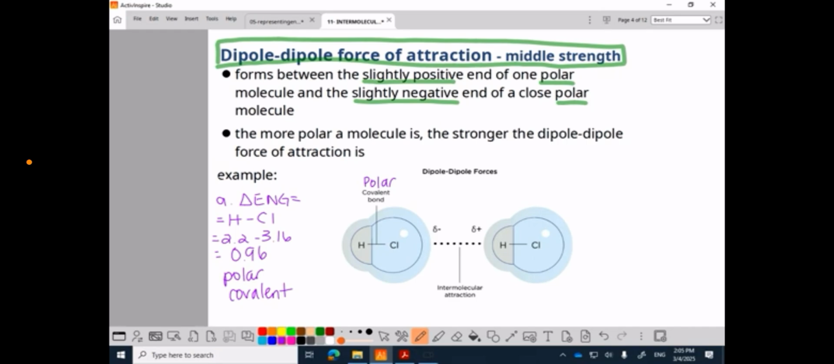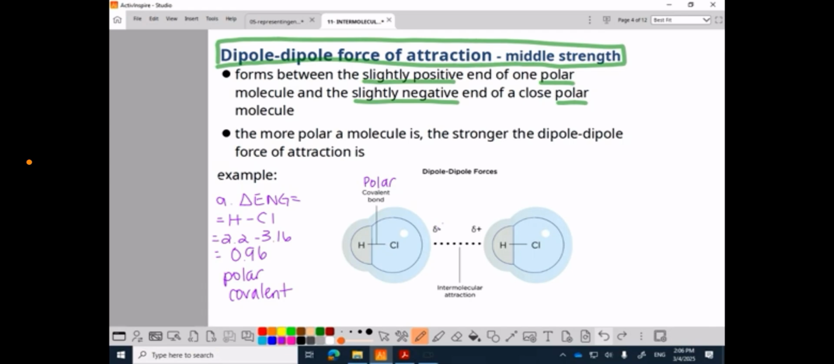On this picture, the hydrogen and chlorine are labeled. The intramolecular force, the polar covalent bond, is labeled with a straight line because it's stronger. And then the dotted line between the slightly negative end, which is the chlorine, and the slightly positive end, which is the hydrogen, is the intermolecular attraction, or dipole-dipole. This kind of attraction follows the opposites attract rule of chemistry.